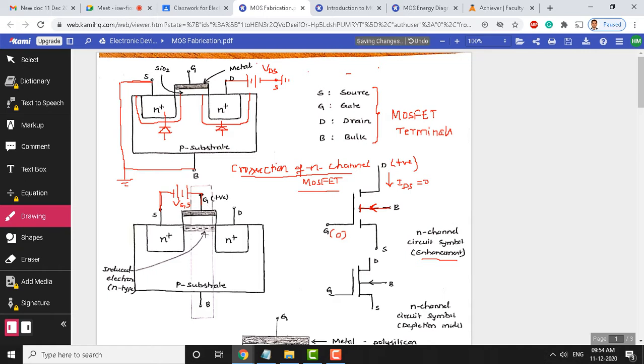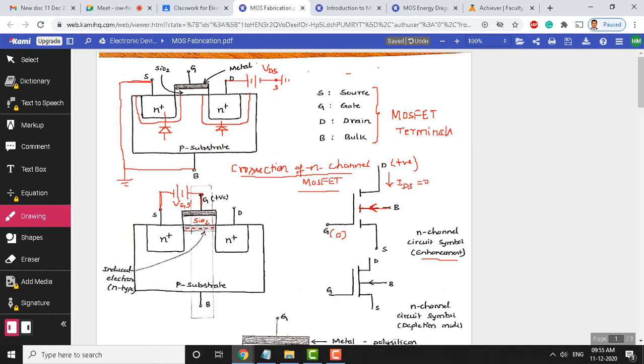Now, see what kind of charges appear. It acts like a capacitor: the top layer is the conductor, below there is silicon dioxide, and there is a semiconductor layer, which is the p type substrate. When we apply positive gate voltage, negative charges are induced here. All the electrons accumulate below the silicon dioxide. These induced electrons will form an n type region here.